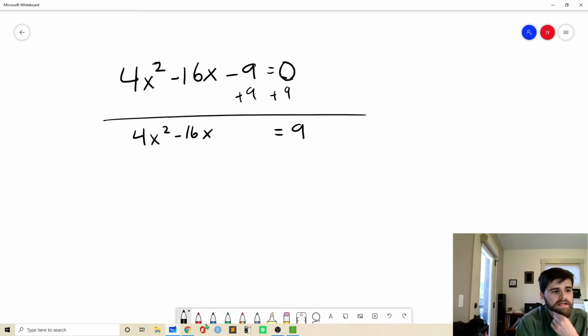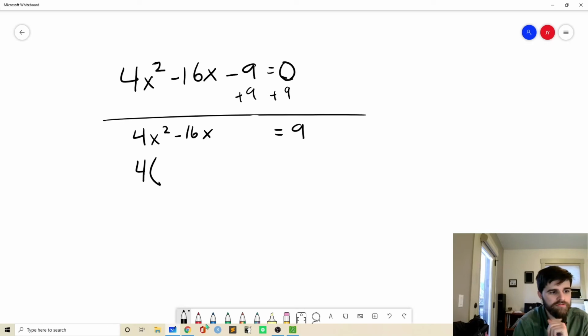And now I can't just start adding my constant here because I've got this 4x squared instead of just regular old x squared. So if I were to break this down right now, it wouldn't just be x plus a number, right? It would be, well, 2x plus a number. But in general, what we want to do is factor out our 4. So let's do that first.